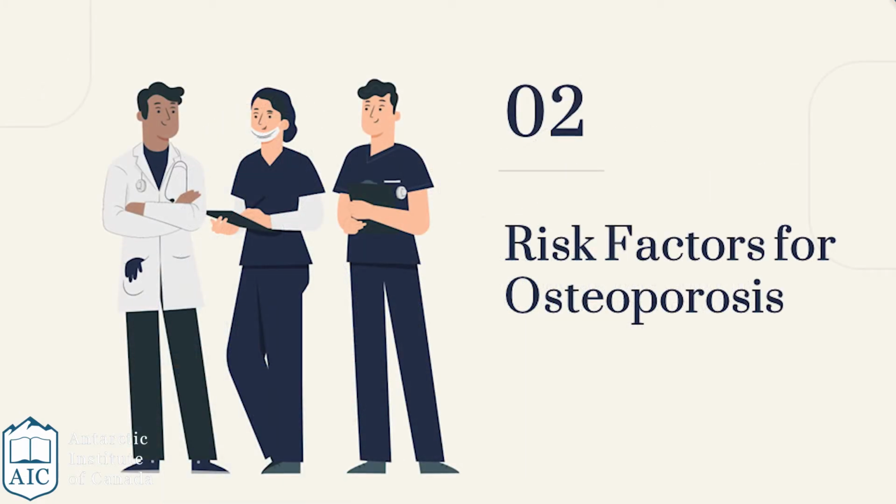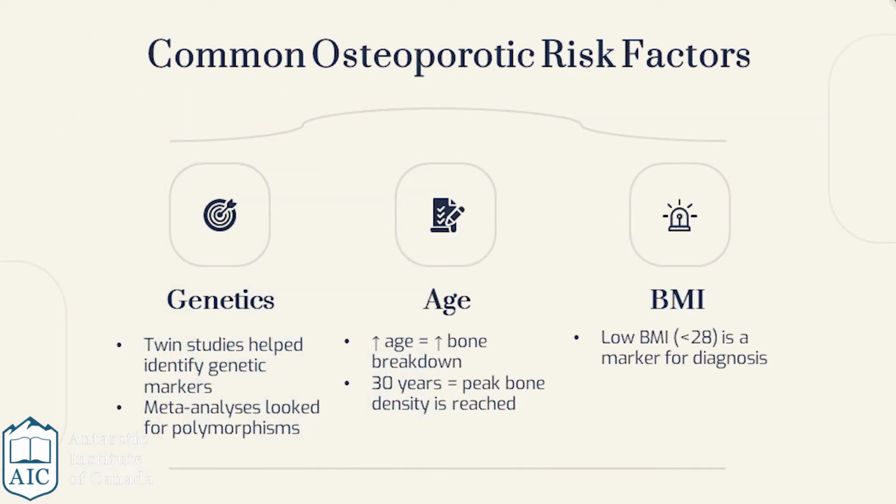Next, let's discuss some of the potential risk factors in the diagnosis of patients with osteoporosis. Genetics is a common risk factor because patients with a familial history of bone fractures are more likely to develop the condition themselves. Different types of research studies, including twin studies and meta-analyses, have been used to determine the genetic markers and polymorphisms that could help clinicians diagnose the onset of osteoporotic disease.